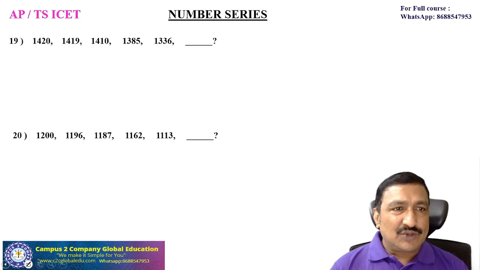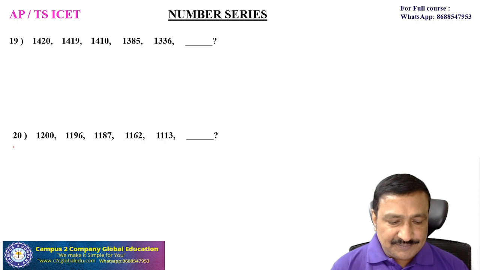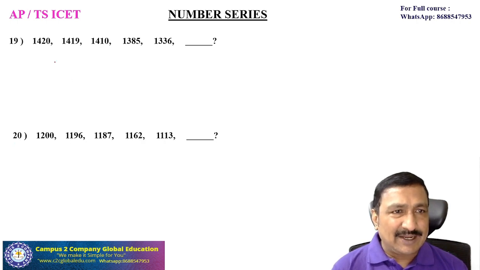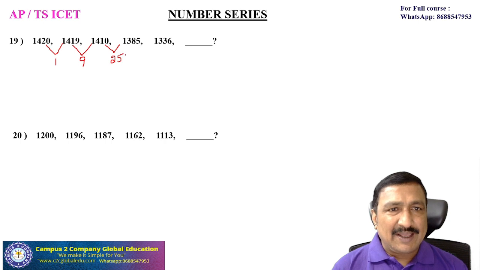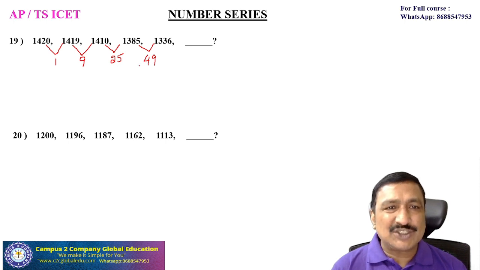Now look at the next question. So if you look at the next question, 1420 and 1419, how much is decreased? It's decreased by 1. And 1419 and 1410, it's decreased by 9. And 1410 and 1385, it's decreased by 25. And 1385 and 1336, decreased by how much? 49. That means we know that 1, 9, 25, 49 are the squares.